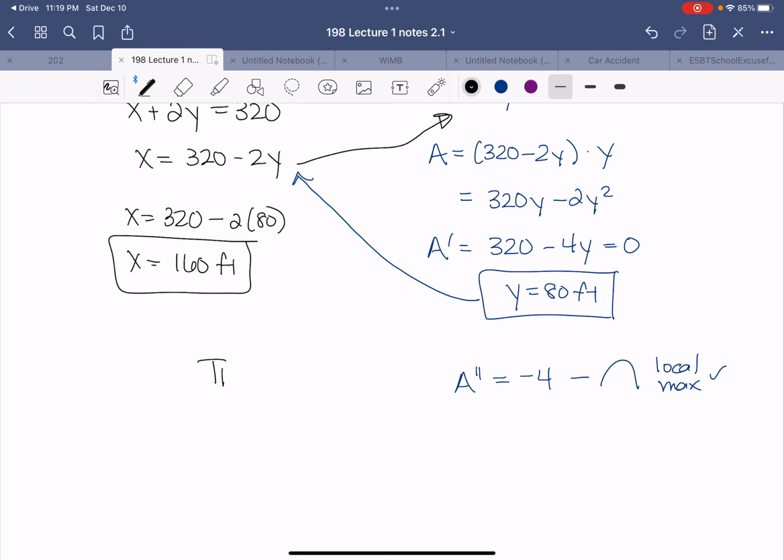And so to answer the question, the dimensions are 160 feet by 80 feet.